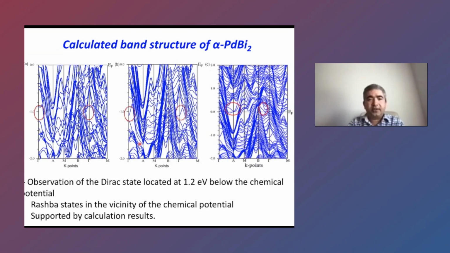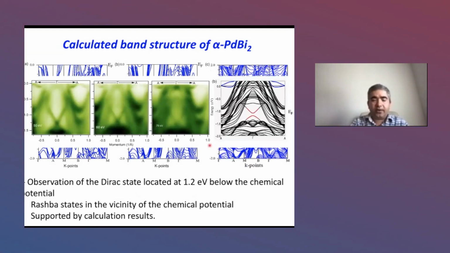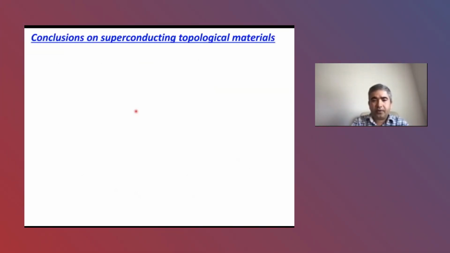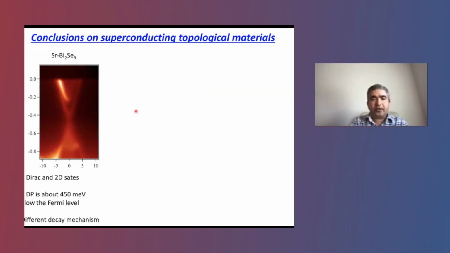Okay, so we did the band structure calculation, and you can see that if you include the spin orbit coupling, there's always this kind of Dirac state as well as a Rashba state in the vicinity of the Fermi level. So this is how our data looks. There's a Rashba state at the A point, which is in agreement with the DFT calculation. Okay, so now the conclusion on these superconducting topological materials.